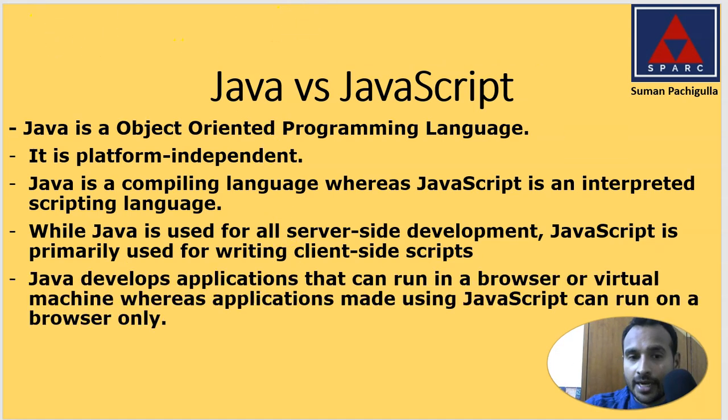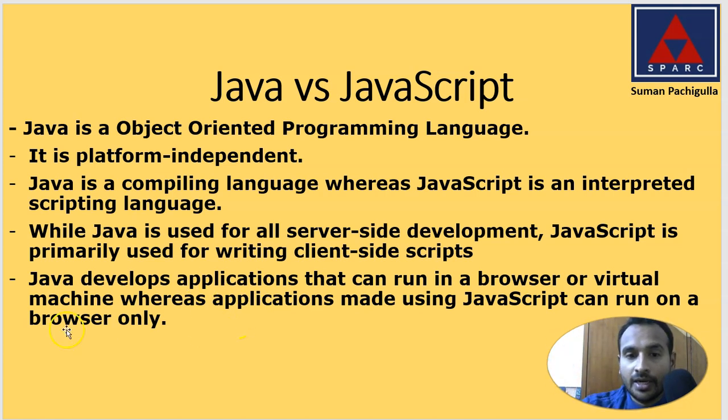So let's understand. Java develops applications that can run in a browser or virtual machine, meaning if an application is developed in Java, it can run on a browser, for example, whatever browsers we have: Internet Explorer, Mozilla Firefox, Opera, Chrome, any browser. It can work on that browser.